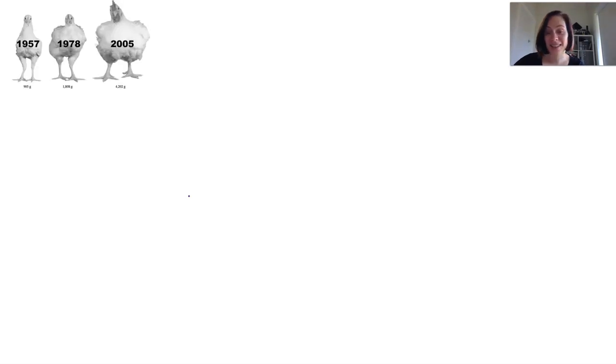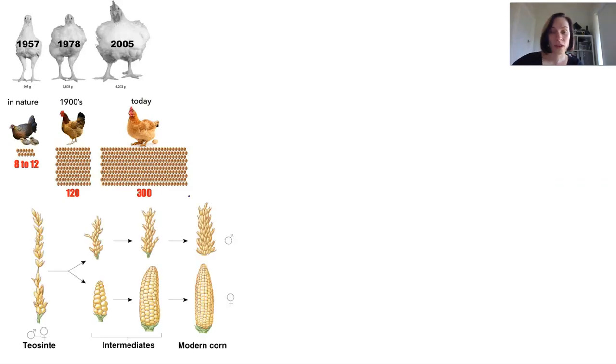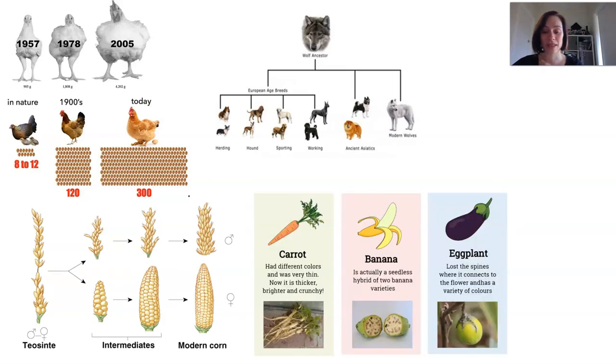Now, there's some evidence to suggest that modern chickens are bigger, not because of hormones, but because they're selectively choosing bigger chickens to breed, and also that they produce more eggs. Modern corn has also changed drastically through selective breeding, as have many other crops, and domesticated dogs have been selectively bred for hundreds of years. They're the same species, but the subspecies all have different traits because they had different uses. You know, there's herding, there's hounds, there's sporting, there's working dogs, right? So their shape and characteristics are different.